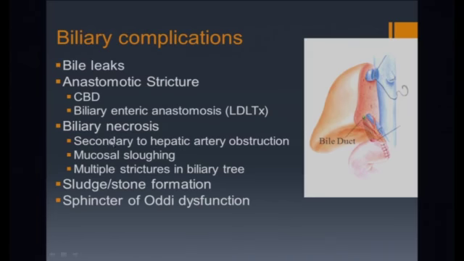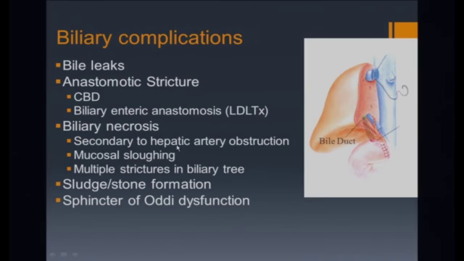I'm now going to move on and talk about biliary complications, and these include bile leaks, anastomotic strictures, which can be at the common bile duct if there was a duct-to-duct anastomosis. Some patients have a biliary enteric anastomosis, and this is particularly common in living donor liver transplants, where the bile duct is anastomosed to a loop of bowel that has been brought up to the resection margin. So there's a direct anastomosis between the bile duct and a loop of small bowel.